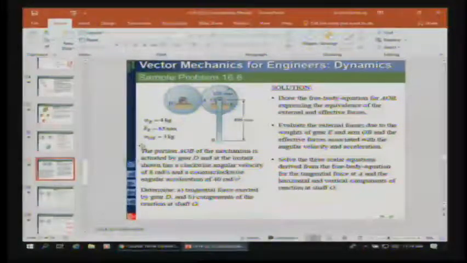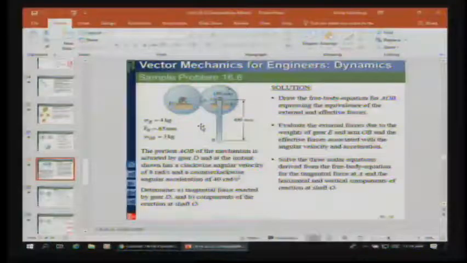And when that happens at this particular instant, we know that it has a clockwise angular velocity of 8 radians per second, and a counterclockwise angular acceleration of 40 radians per second squared. And we want to find the tangential force exerted by the gear D and the components in the reaction of the shaft at O.